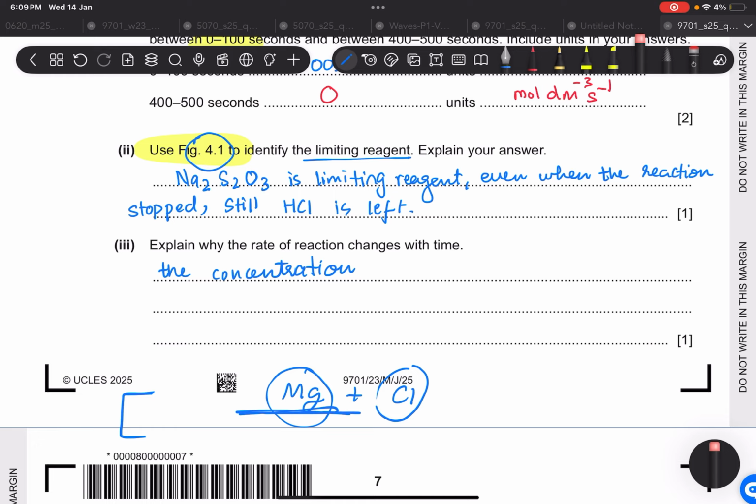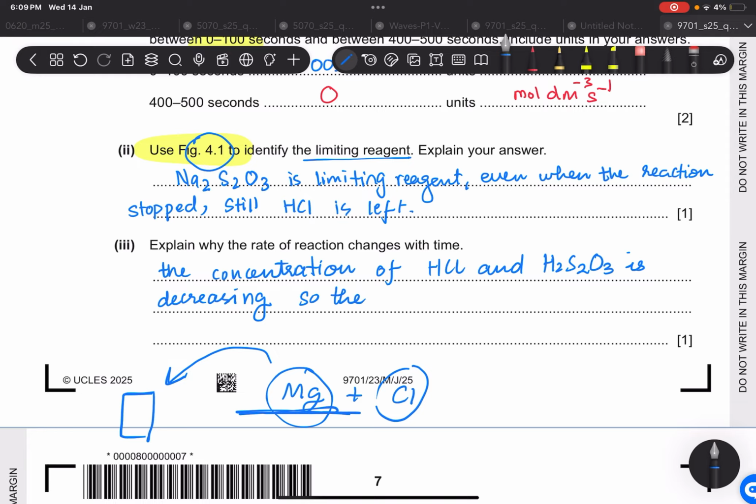Now only this much block is left. So what's happening is that the amount of your reactant is decreasing. The concentration of HCl and H2SO3 is decreasing. The concentration of the reactants is decreasing. So the rate is directly proportional to the frequency of effective collisions. Whenever they ask why the rate is increasing, the frequency of effective collisions increases. Why is the rate decreasing? The frequency of effective collisions is decreasing. Rate has a direct relation with the frequency of effective collisions.